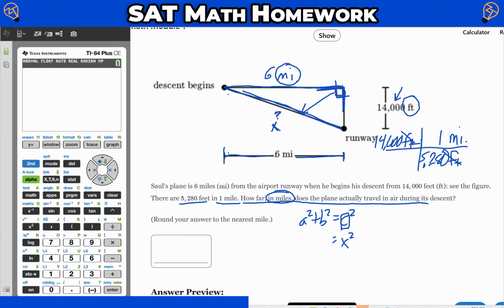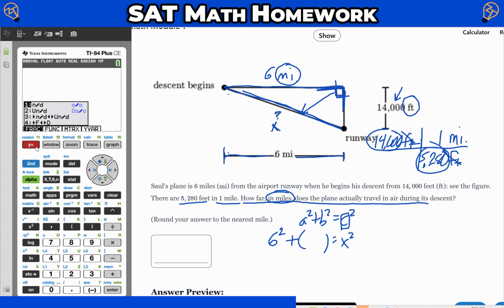Now, we could absolutely divide these, and that would give our answer in miles. However, when I write it down here where I have 6 miles squared plus this other value squared, that can get a little bit messy. So what I'm going to do is press alpha y equals enter, and then type in essentially this as a fraction, and then it'll reduce it for me. And Desmos does the same thing. That's really nice about that.